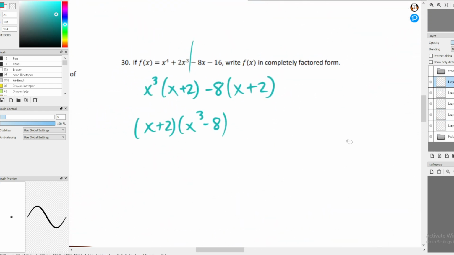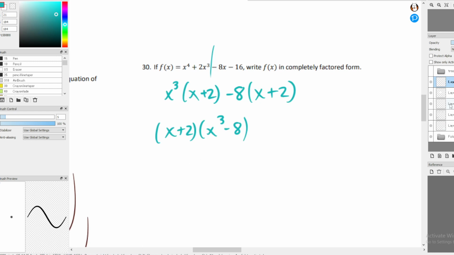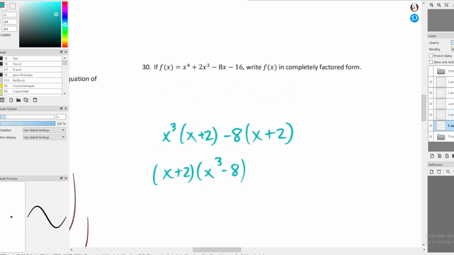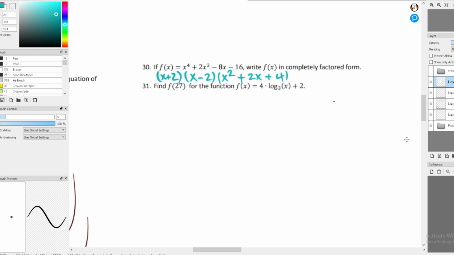Okay, so now we can rewrite this as x plus 2 and then x minus 2, x squared plus 2x plus 4, because that's 2 squared. So this is our completely factored form. You won't be able to go further with this. It seems tempting, but you won't be able to ever. So you can rest easy not going further with that.